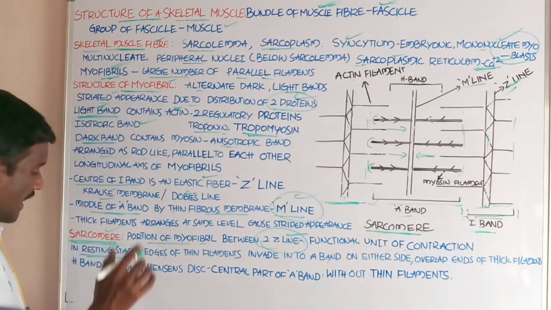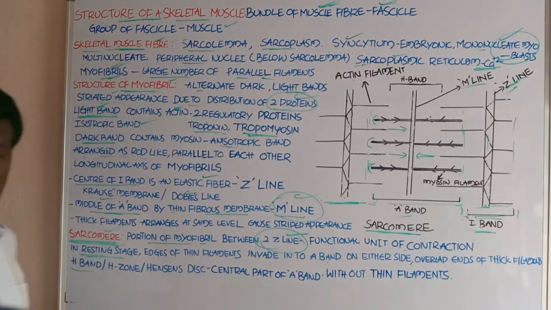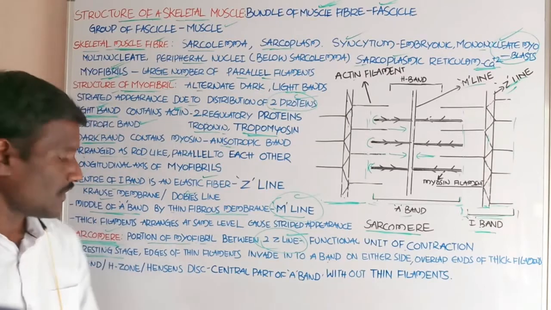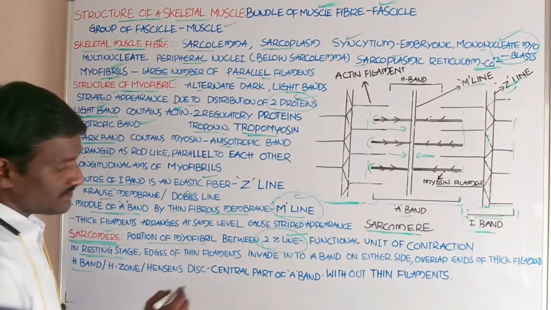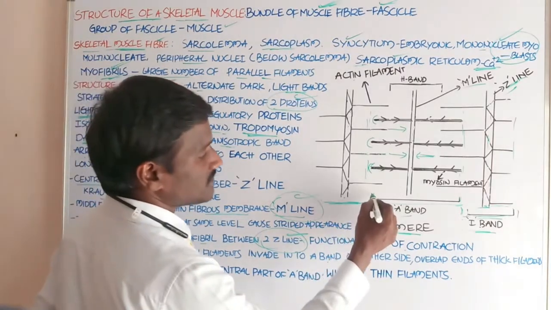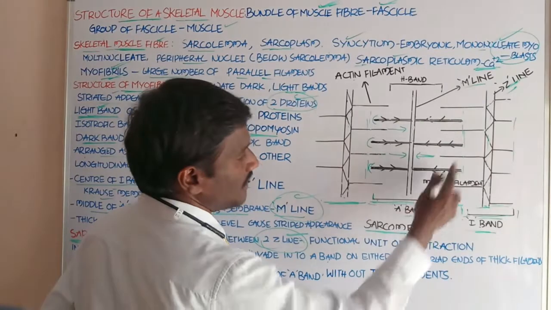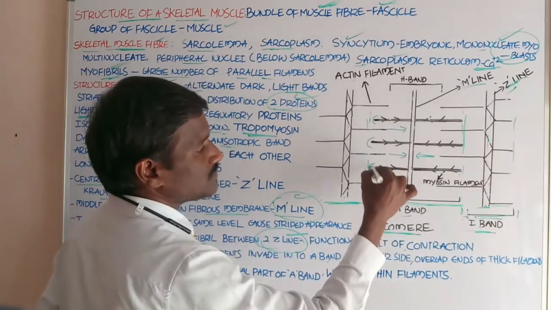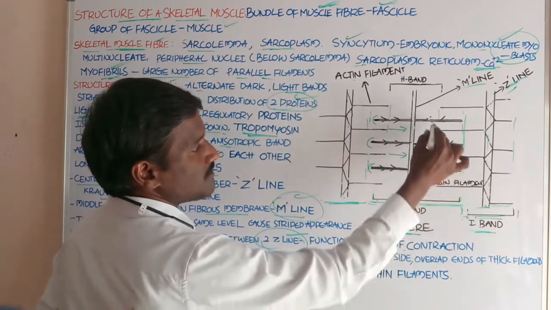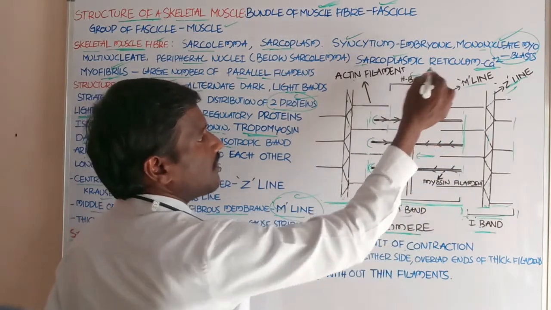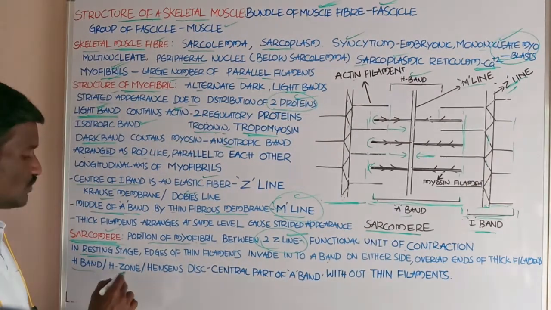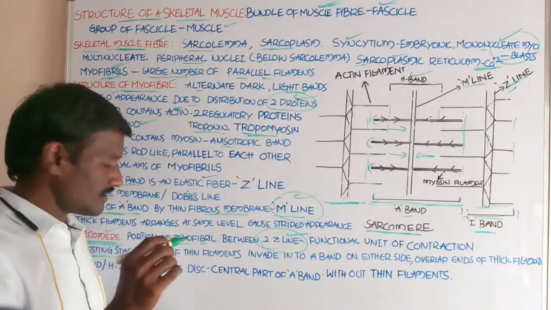Okay, student, and what about the H band? What about the H band or H zone, Hensen's disc? The H zone means the central part of the A band. This is the A band. If you observe the center part of the A band, this is the center part of the A band. Okay, student, that is called the H band, Hensen's disc. H zone, H band, Hensen's disc.